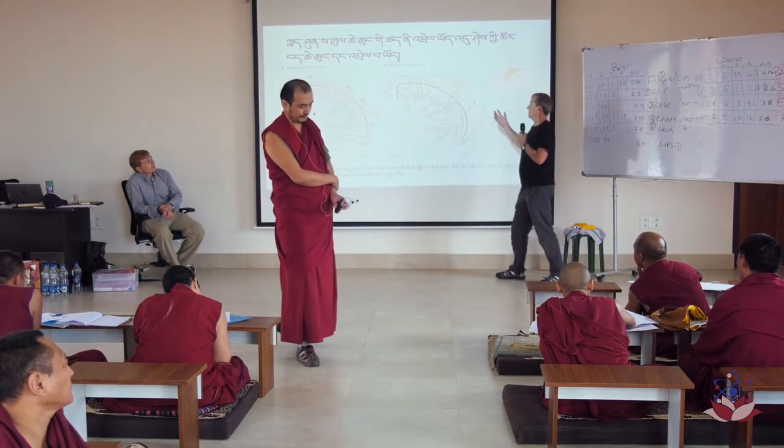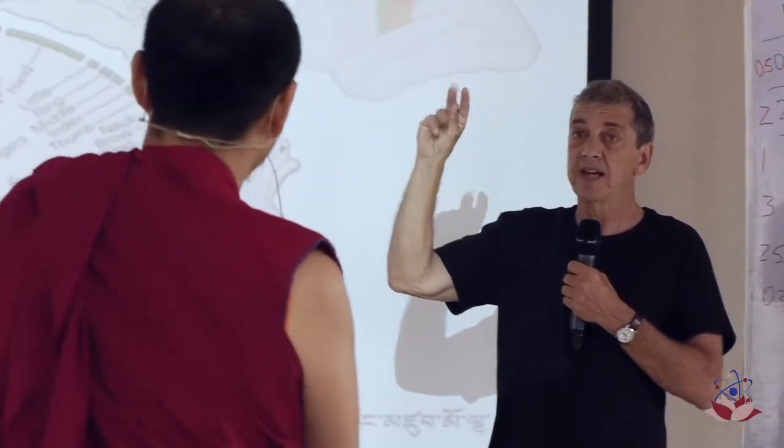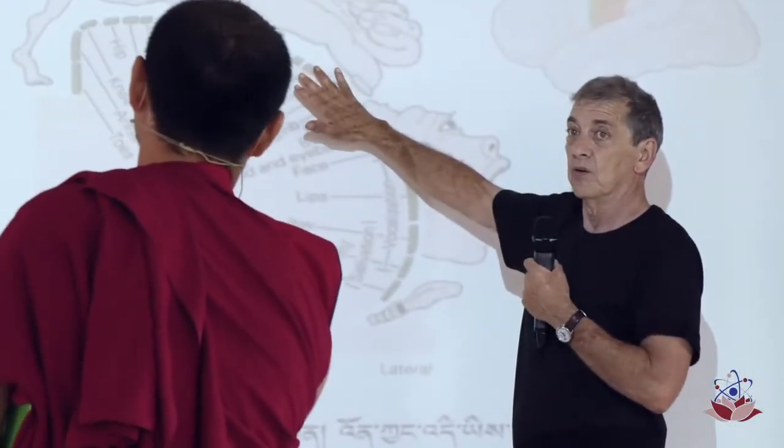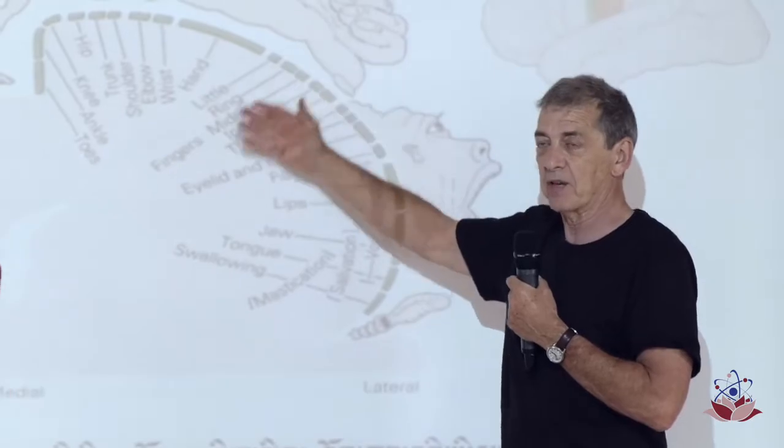And once again, you can see that the hand has the most neurons representing or giving commands.